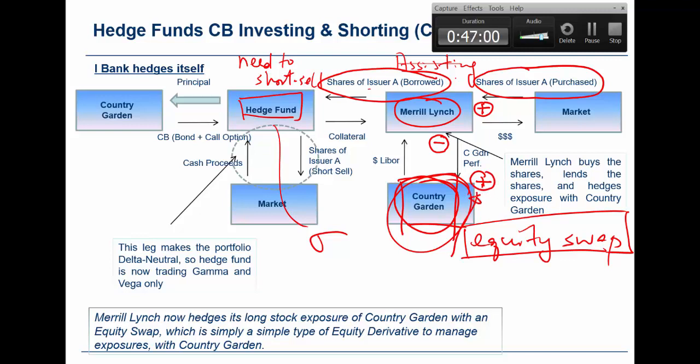Country Garden took a position on its own share price. That is the essence of it. Country Garden took a risk and took a position on their share price. So they went long so that Merrill Lynch can be short here. So now Merrill Lynch is neutral, because they are long, buying from the market, and they are short. Now, how did they go short? They did this via what's called an equity swap.